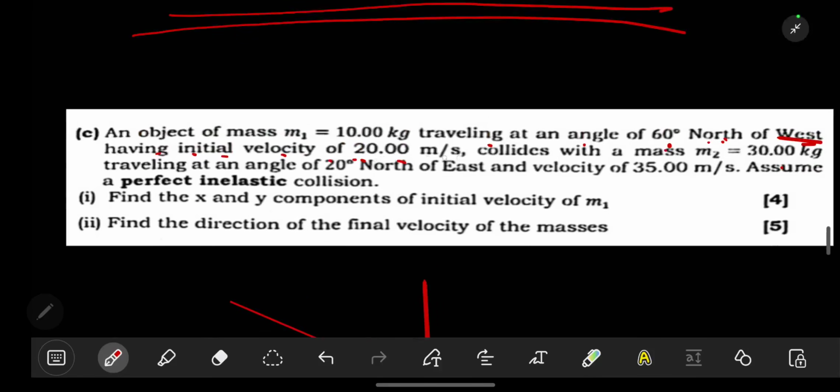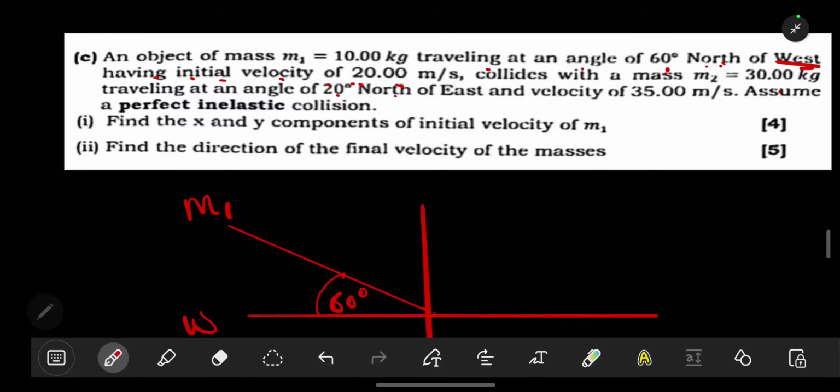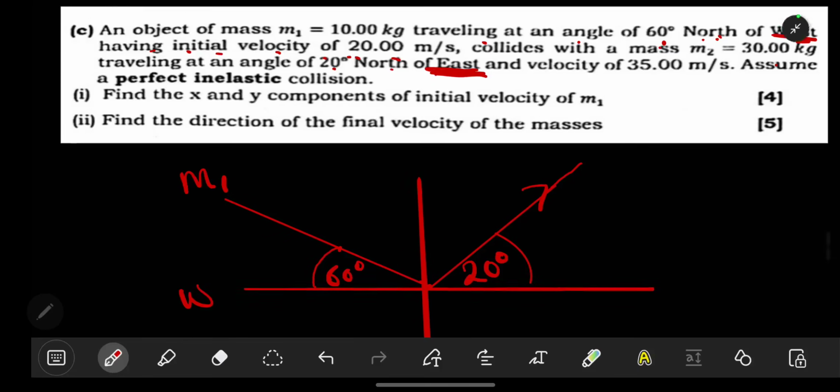Then the other one, the 30 kg one, so this is our m1. The 30 kg one, m2, is moving 20 degrees north of east. North of east means it is moving to the east, which is this direction, whilst moving up the north, like that. Then 20 degrees north of east, and the velocity of this. North of east means stand at the east, then start to move where the line is. So this is what we have. So we are going to put our 20 degrees like that. Now the first question says find the x and y components of m1.